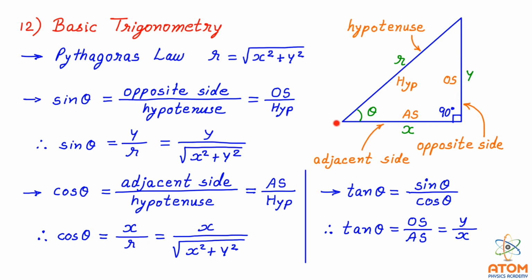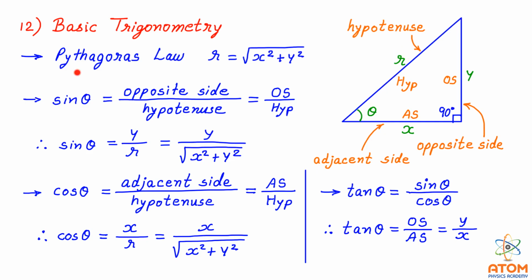Here is a right angle triangle and here is angle theta. So this becomes the opposite side of the angle theta. It is known as opposite side, in short OS, and this is the adjacent side of theta. It is known as adjacent side, in short AS, and obviously this is the hypotenuse. Here adjacent side is denoted by x, opposite side is denoted by y, and hypotenuse is denoted by r.